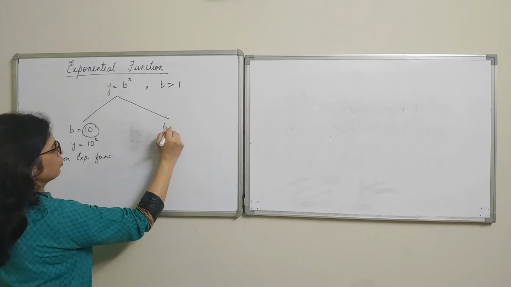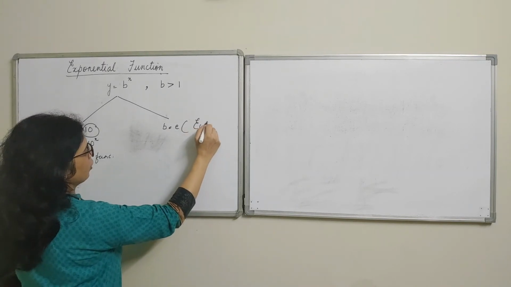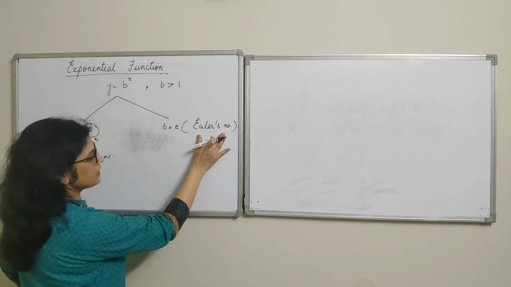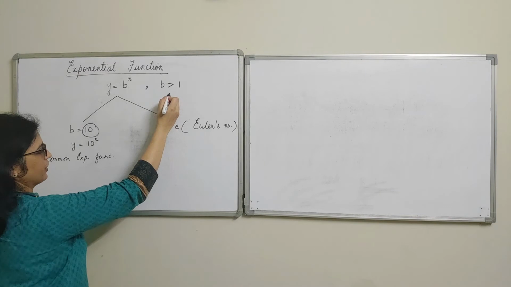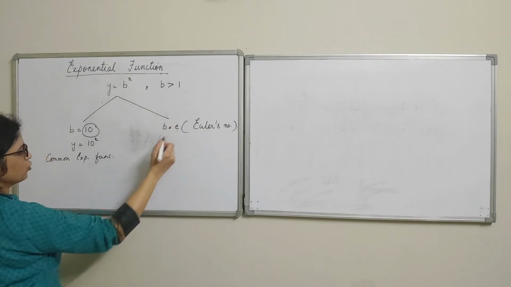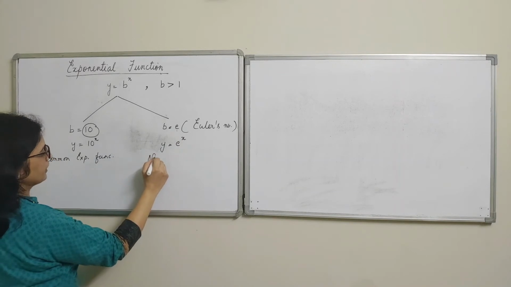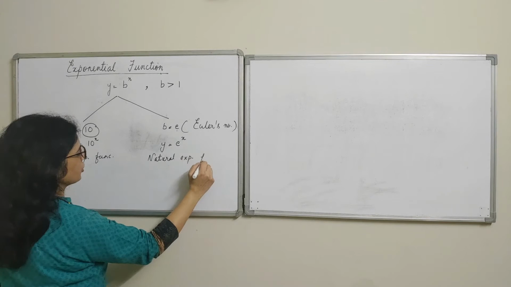The base can be equal to e. What is e? e is basically called Euler's number. We will study in detail about Euler's number also. As of now, it is a real number greater than 1. If the base is taken to be e, our function is like this, and we call it the natural exponential function.